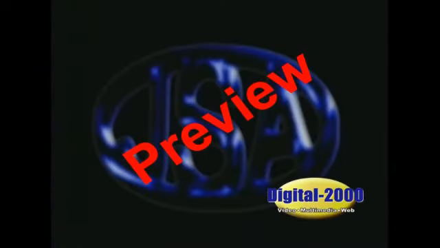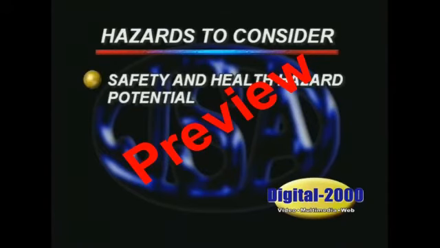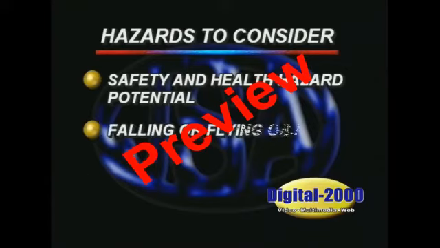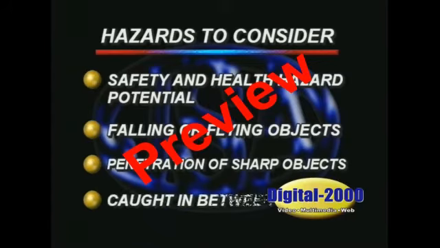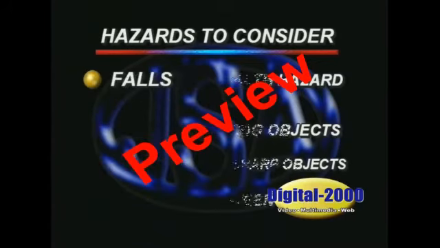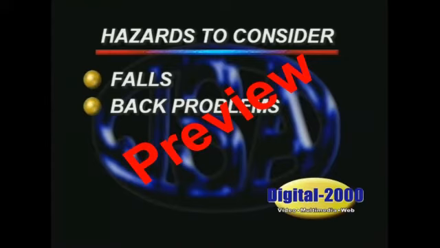The following hazards should be considered when completing a JSA. The existing or potential safety and health hazards associated with each step. Impact with a falling or flying object. Penetration of sharp objects. Caught in or between a stationary or moving object. Falls from an elevated work platform, ladders, or stairs. Excessive lifting, twisting, pushing, pulling, reaching, or bending.